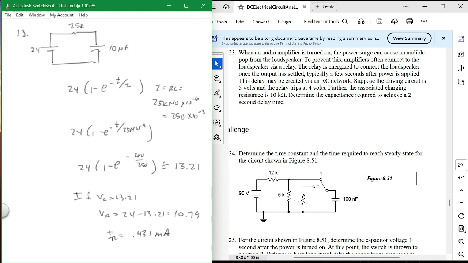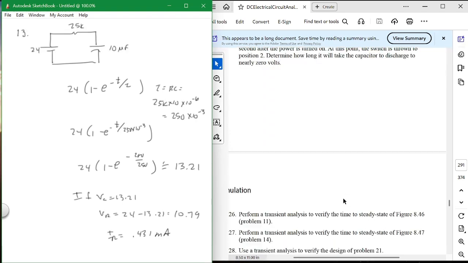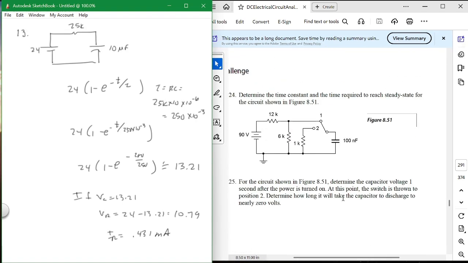I asked you to do number 24 and number 25. So this is the one I actually want you to do out of the homework. The only homework I'm asking you to do out of chapter 8 is this one right here. And this is because this one requires what?